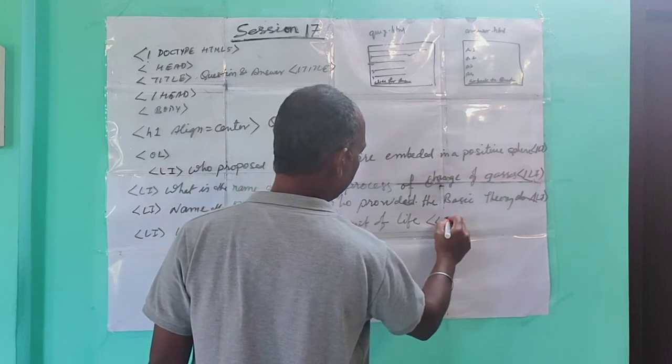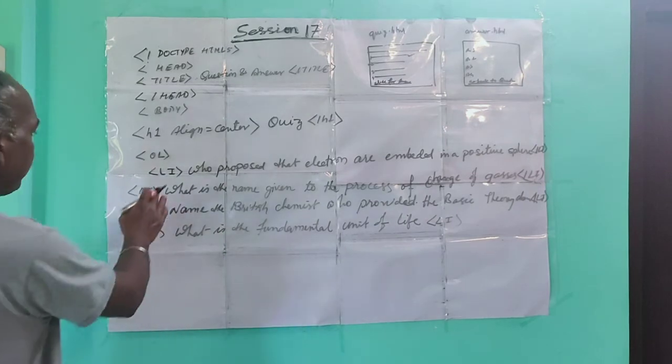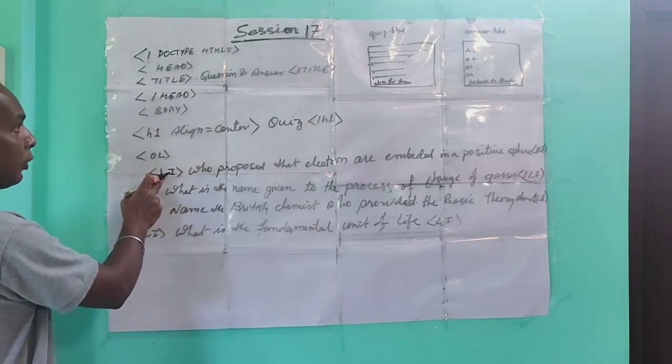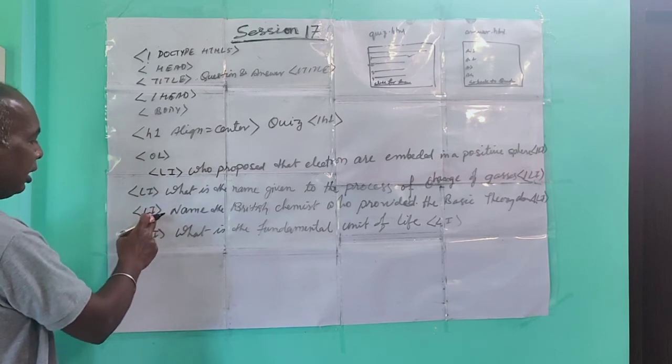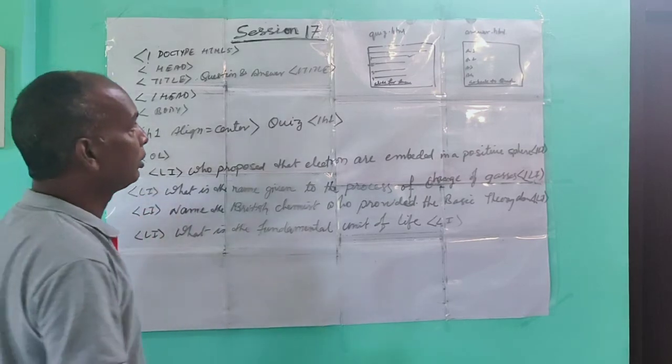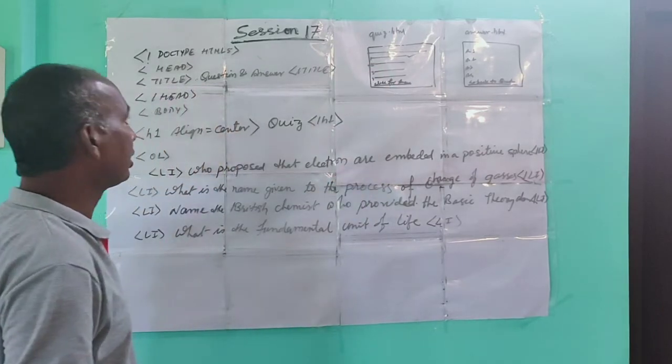Then close. So in the book there are 5 questions, but I am giving only 4 questions. This is for question number 1, question number 2, question number 3, and question 4. You see, in the output you will get 1, 2, 3, 4. You get the numbers.